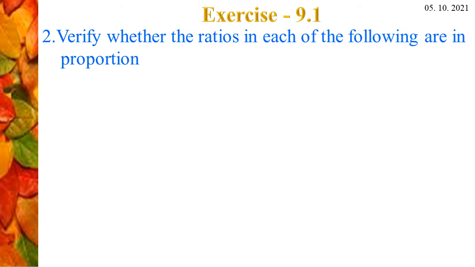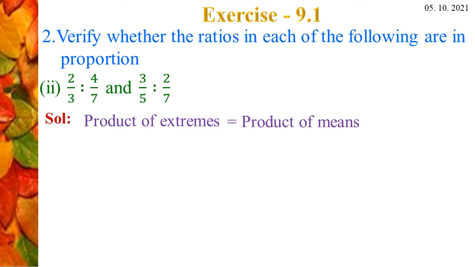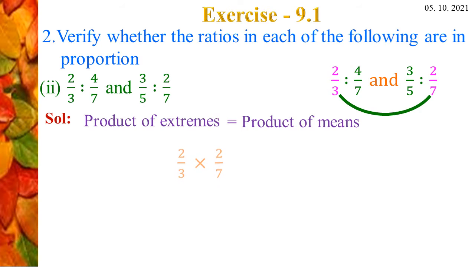Let's see exercise 9.1. Second Roman, verify whether the ratios in each of the following are in proportion. Second question, 2 by 3 is to 4 by 7 and 3 by 5 is to 2 by 7. Let us find the solution. Proportion formula, product of extremes equal to product of means. Now write the terms. 2 by 3 is to 4 by 7 and 3 by 5 is to 2 by 7. First and fourth terms are called product of extremes.